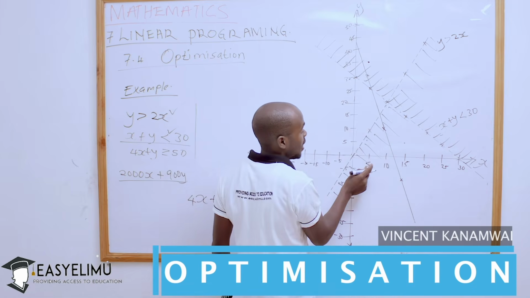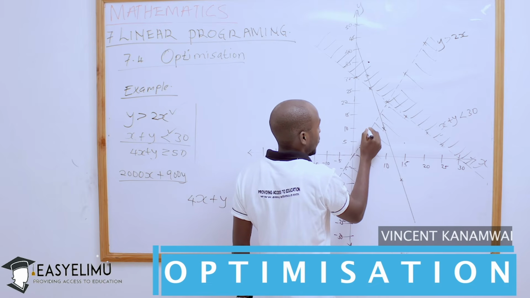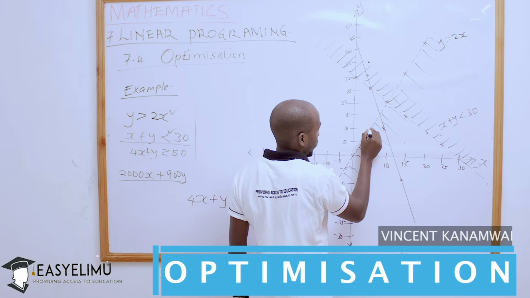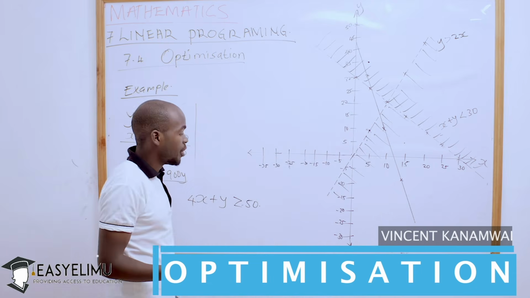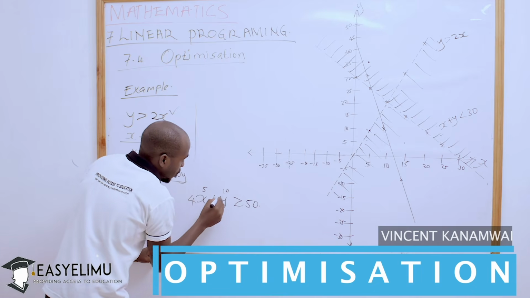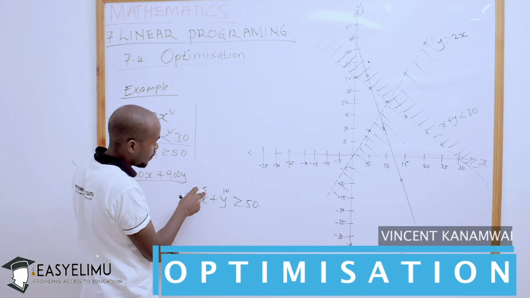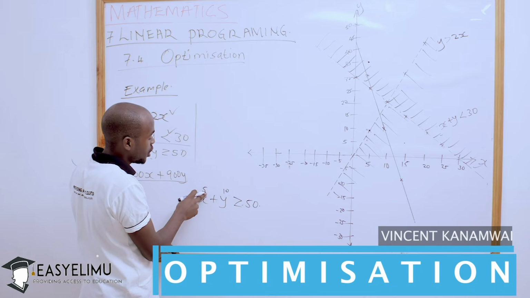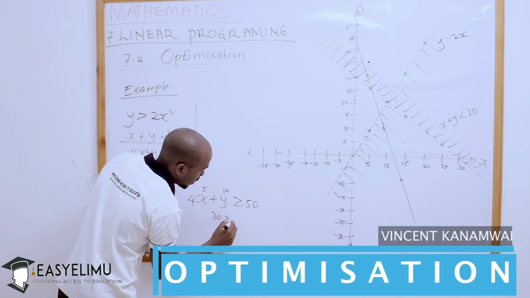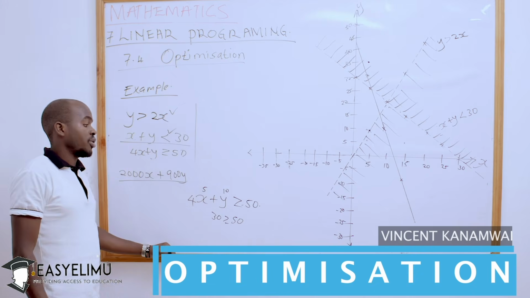For example, I will take 5, 10. That is at this point actually. Taking the point 5, 10, where x is 5 and y is 10, 4 multiplied by 5 gives 20. 20 plus 10, I get 30. That is not greater than 50. That is not greater than or equal to 50.